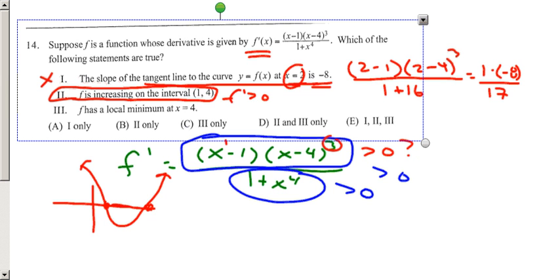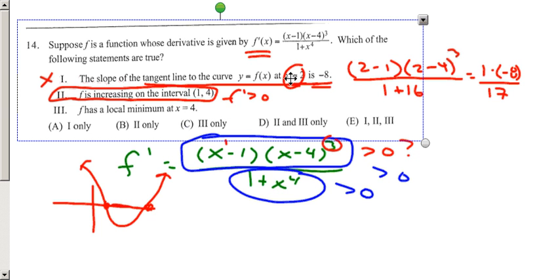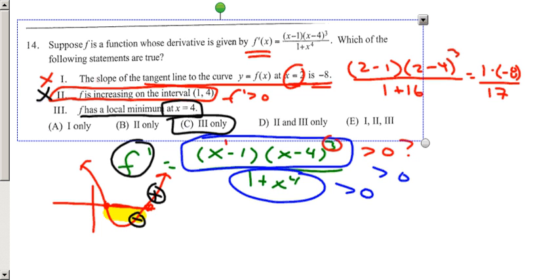So in the interval from 1 to 4, which is right here, f prime is below the x-axis, so it's not going to be increasing, so that can't be true. And lastly, using this graph that we already have, f has a local minimum at x equals 4. That's true because our derivative goes from negative to positive. So our answer is C.